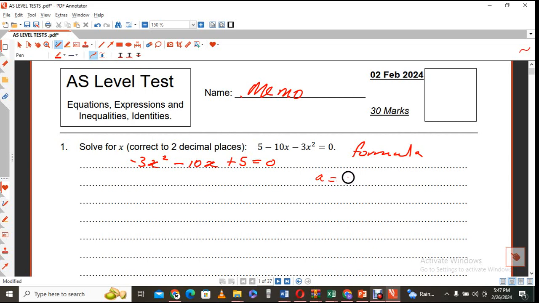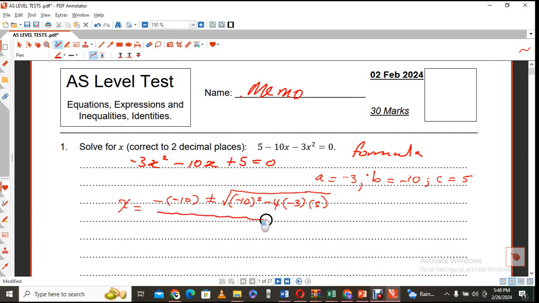Identify your a value, which is -3, your b value, which is -10, as well as your c value, which is 5. Right, so let's go ahead and say x equals, so remember it's minus -10. I'm going to have plus or minus the square root of -10 squared minus 4 times -3 times 5. My handwriting is a bit rusty, it's been a while since I have worked on this, so just bear with me.